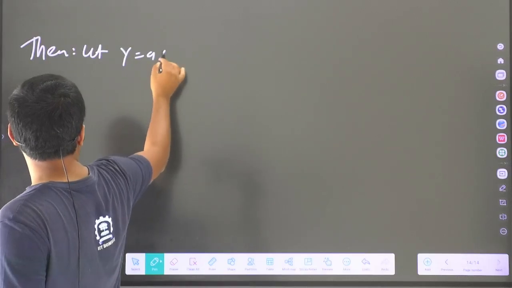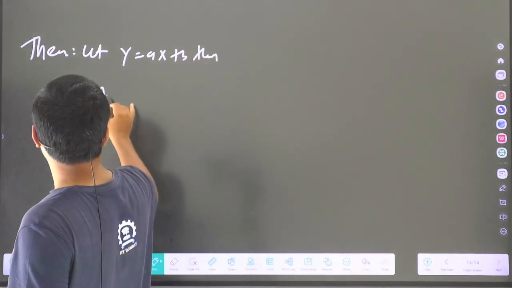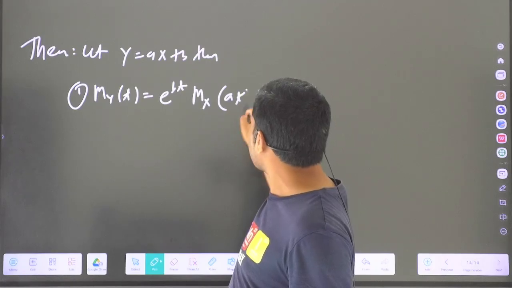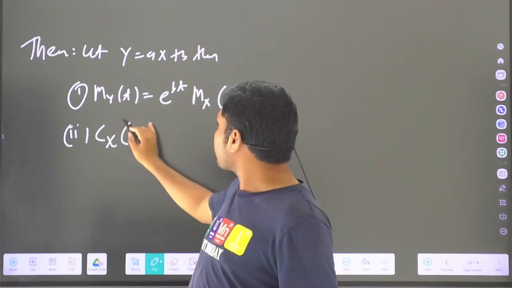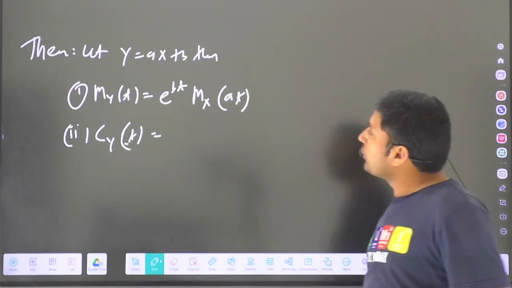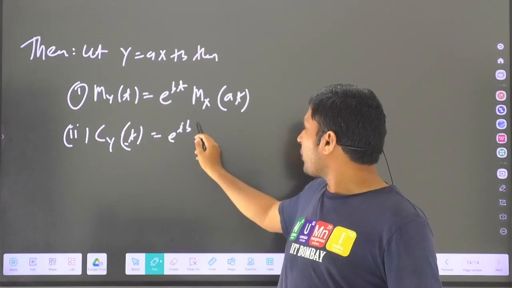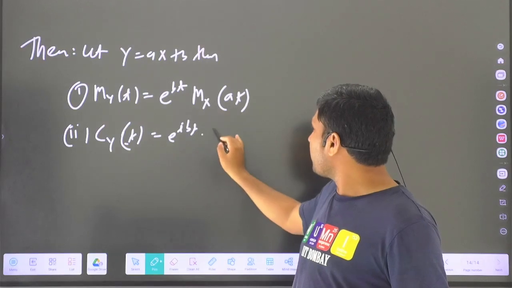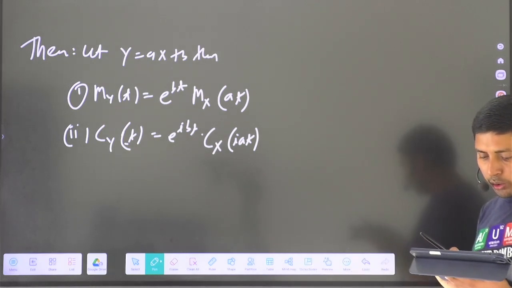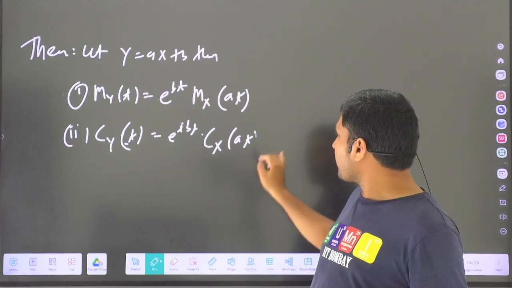Let Y equal aX plus b. How do you write the MGF of Y at t? It is e raised to power bt times the MGF of X at at. In a similar way, the characteristic function of Y is e raised to power iota bt times the characteristic function of X at at.